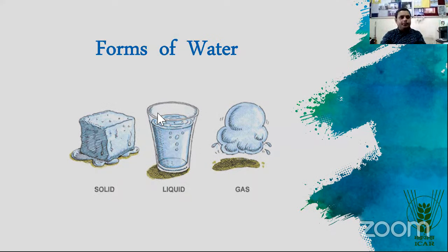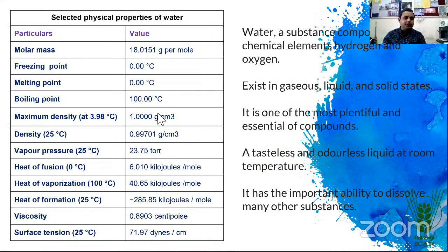If you see the characteristics of water, you can find the freezing point is 0, melting point is 0, boiling point is 100, and maximum density is 1. These are a few characteristics of water. We don't have to discuss all these things. Yes, you can see the magic of water.